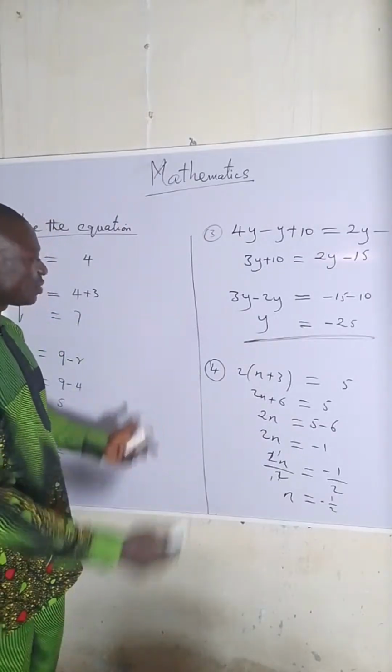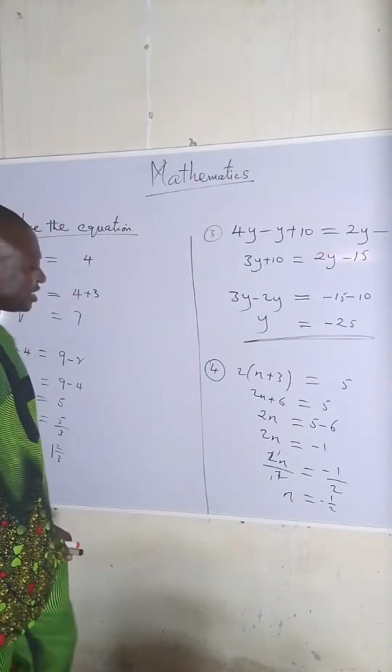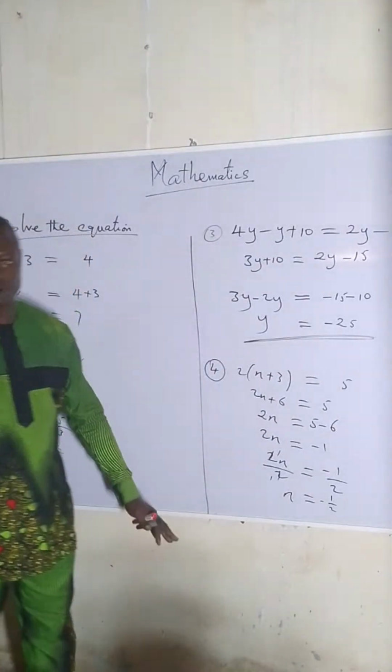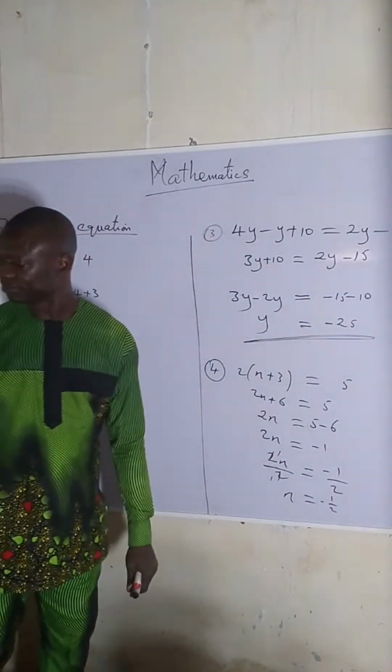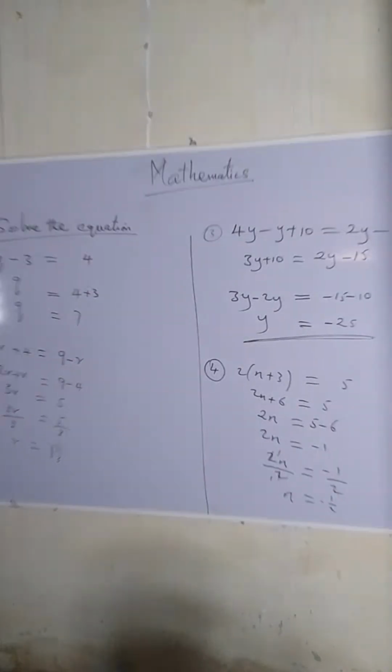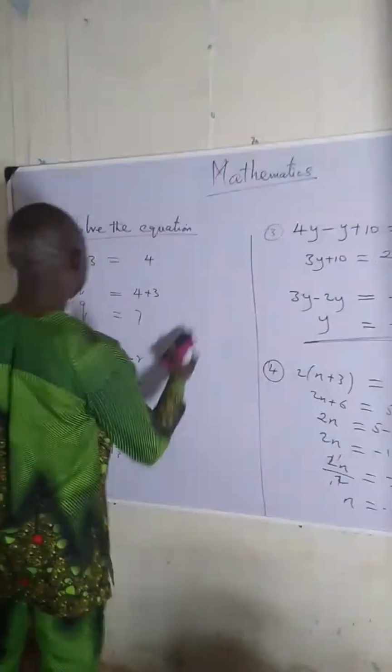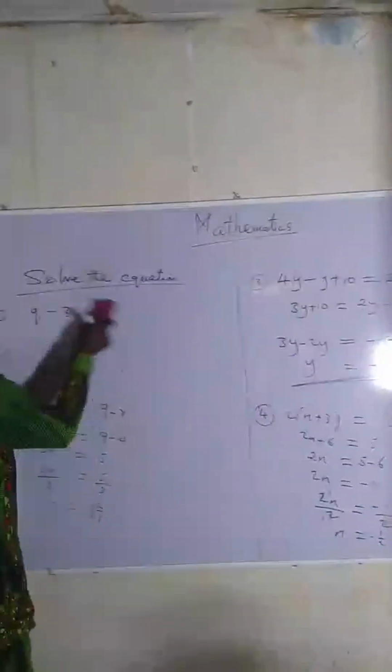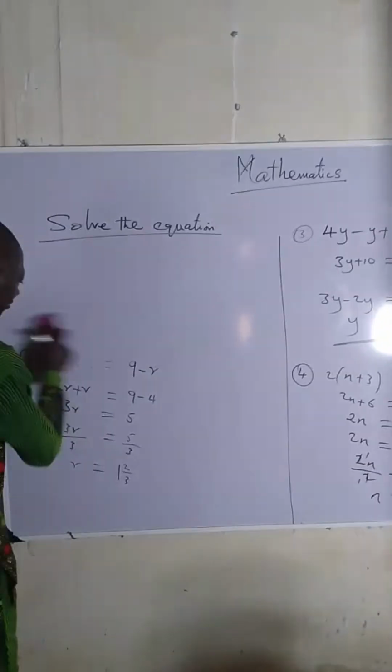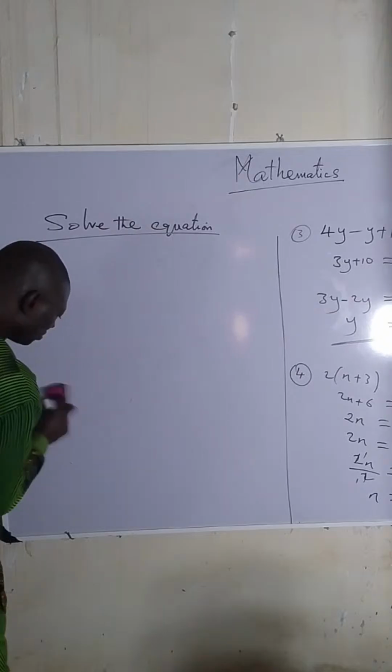Okay, so this is what we have. We can continue with more questions on equations with brackets. Let us try more questions with brackets. And that will help us to get to number 5. Question number 5.